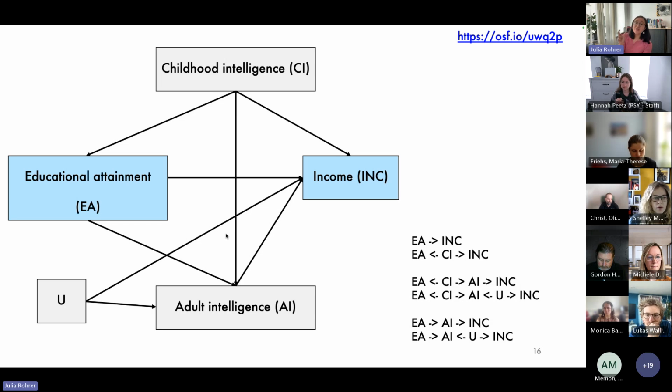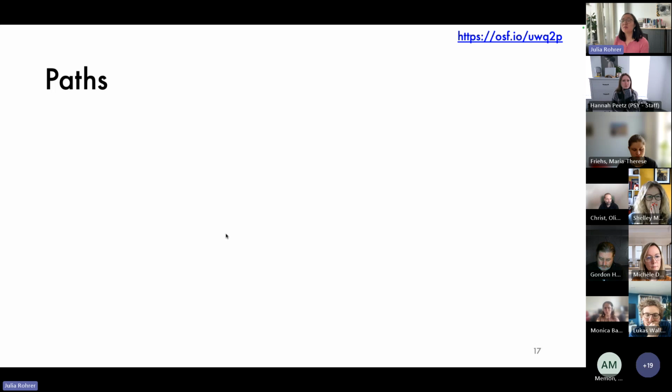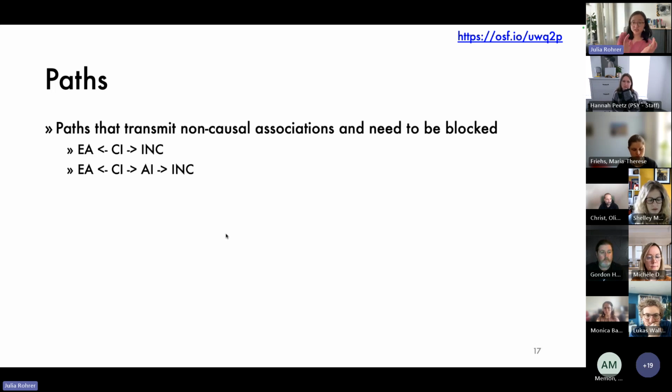And now we need to apply that to all the paths that we have spelled out. If we go through the paths, first of all, we have those that transmit non-causal associations and that need to be blocked. These are essentially all paths that contain confounders, because the confounder is a source of a non-causal association. And if there's, for example, a mediator in the chain, that will just get passed on. So both of these paths would be a problem. Both of these transmit non-causal associations. And we can only block the first one by conditioning on childhood intelligence.